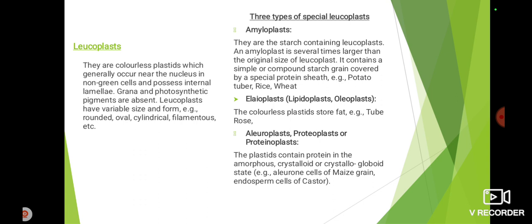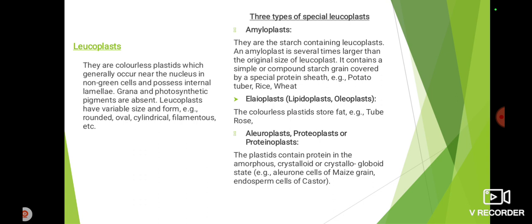Now, amyloplasts, as the name suggests, contain starch, and an amyloplast is several times larger than the original size of the leucoplast. It contains a simple or compound starch grain covered by a special protein sheath. Example: potato tuber, rice, wheat. Now next is elaioplast. They are also called lipidoplast, oleoplast. These are colorless plastids which can store fat. Example: tuberose.